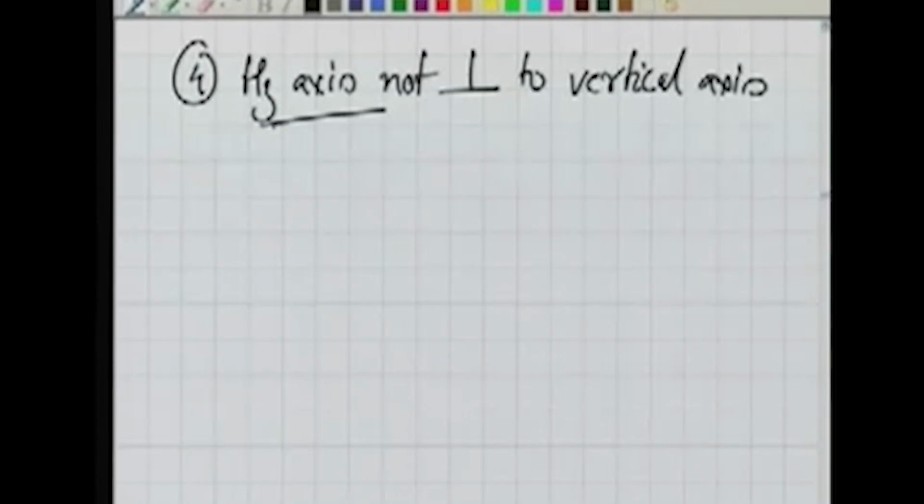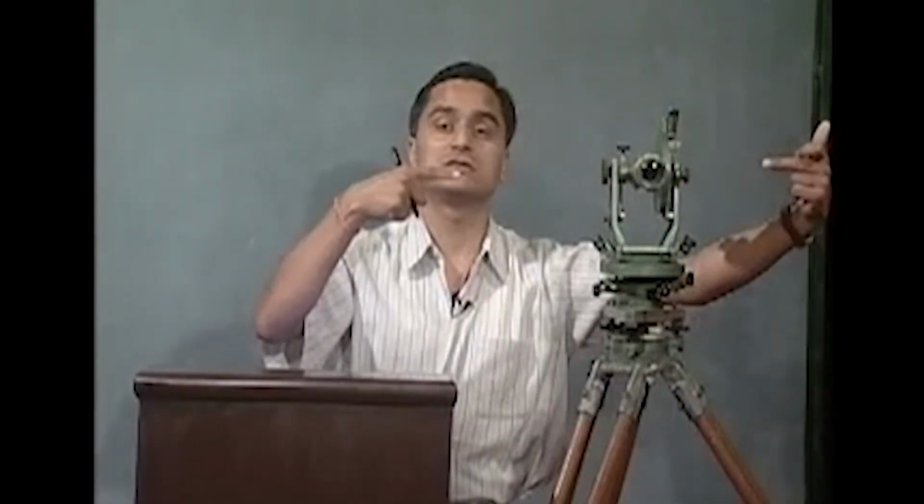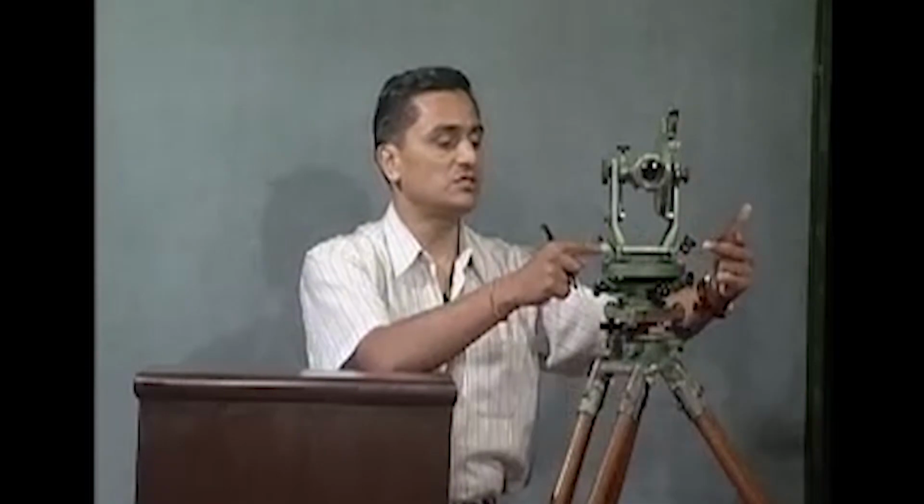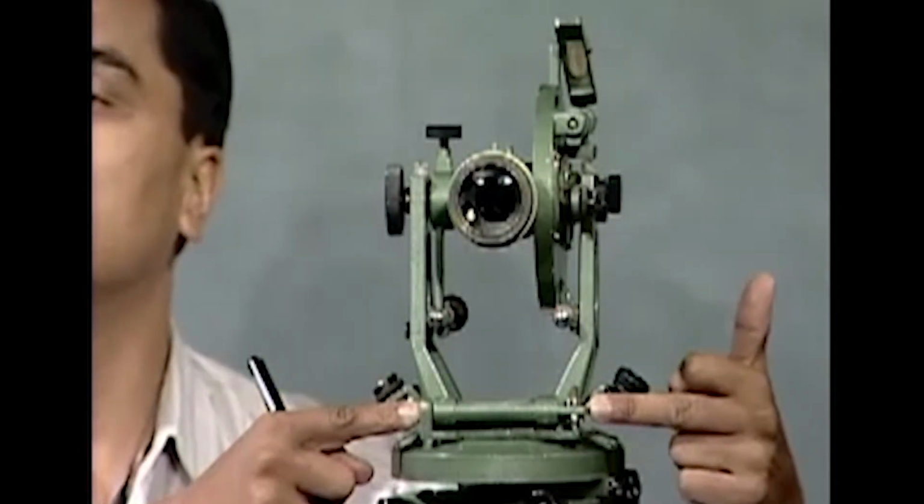Well, the next problem in the instrument may be that the horizontal axis is not perpendicular to the vertical axis. Now let us see this problem in the instrument. Here is the instrument. This is the horizontal axis, this is the vertical axis, and they are not perpendicular. What might happen if it is not so? Let us assume that by making this plate bubble tube horizontal, we have made our vertical axis truly vertical.